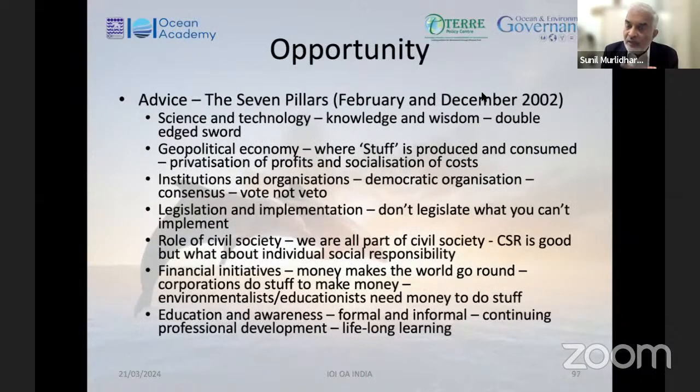So this brings me to my own personal story. And this story is between February and December of 2002. I was already working in the area of ocean governance, but I didn't call it ocean governance. I would call it ocean policy or ocean law or environmental law and stuff like that. And in February of 2002, on the 7th of February, my mentor, Elizabeth Mann Borghese, who founded the International Ocean Institute back in 1972, she died. And then 10 days later, my father died.